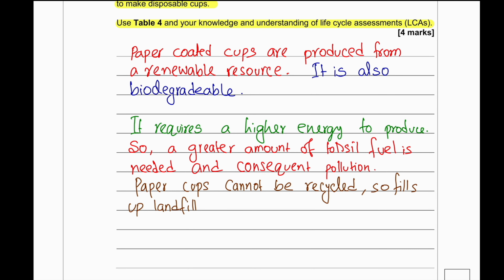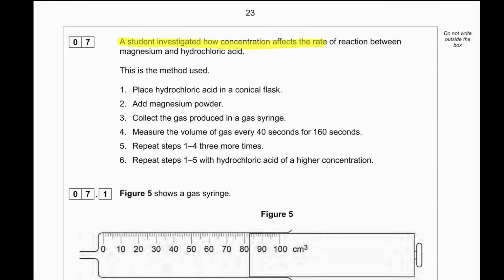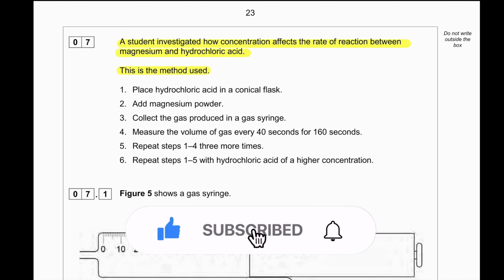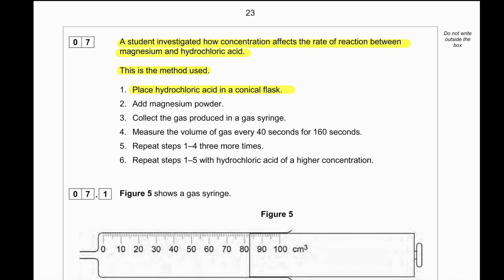A student investigated how concentration affects the rate of reaction between magnesium and hydrochloric acid. The student uses this method. Point number 1, place hydrochloric acid in a conical flask, add magnesium powder, collect the gas produced in a gas syringe, measure the volume of gas every 40 seconds for 160 seconds. Repeat steps 1 to 4 three more times. Repeat steps 1 to 5 with hydrochloric acid of higher concentration.